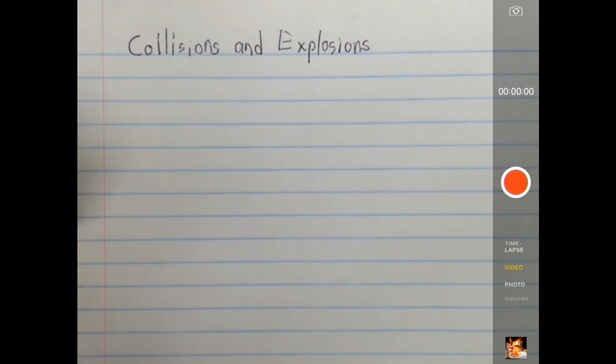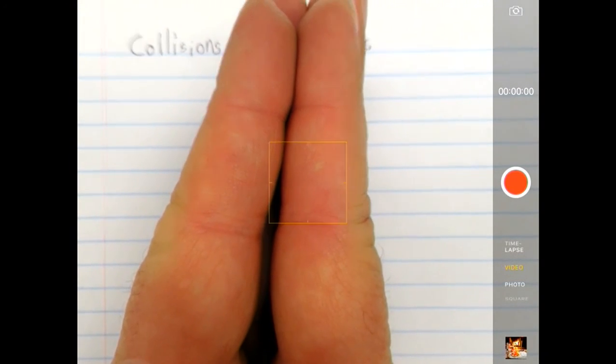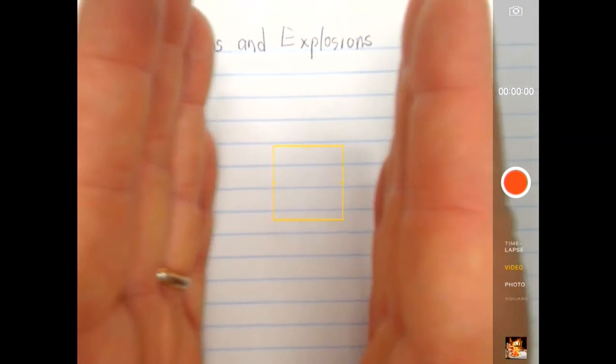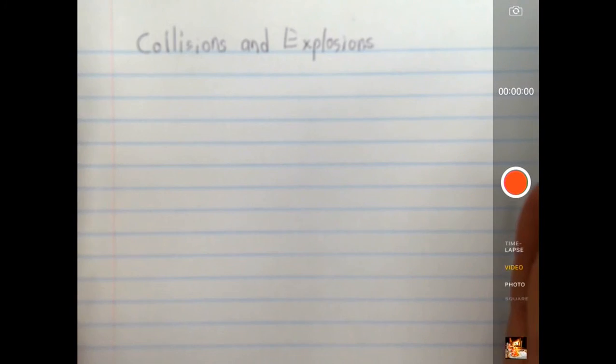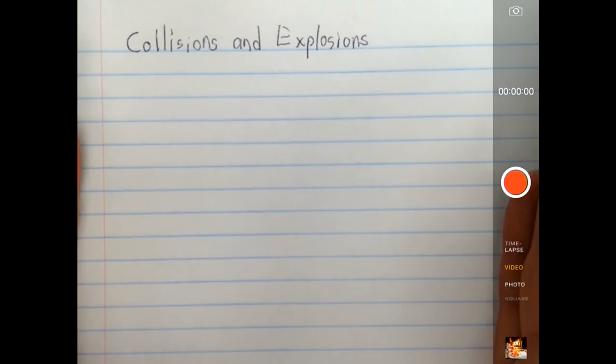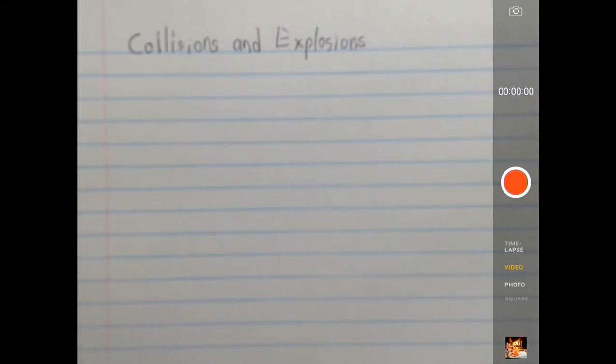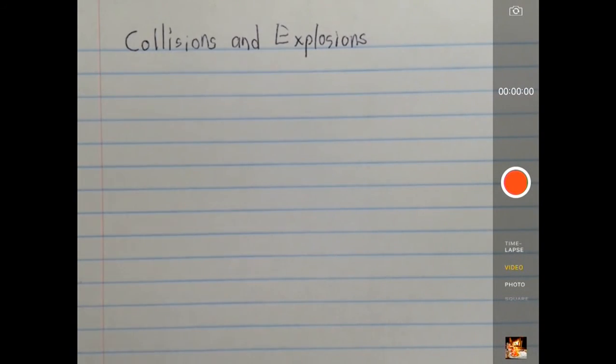And just to mess with your mind, an explosion is a collision going backwards through time. Or you can say a collision is an explosion going backwards through time. One is the other going backwards through time. And the equation doesn't care about time. So it's going to be the same equation no matter what.